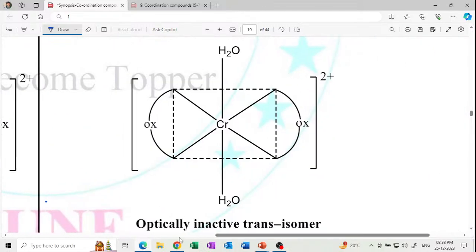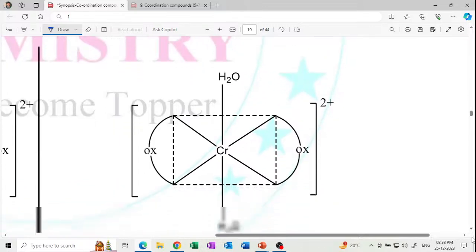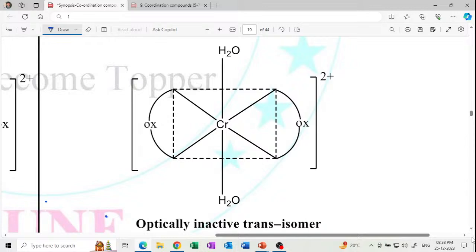And next, these are the examples. The example is the same, and this form is the trans form, an optically inactive trans isomer, because the water is on opposite sides. So this has a plane of symmetry. There is a plane of symmetry, axis of symmetry. So it is optically inactive.